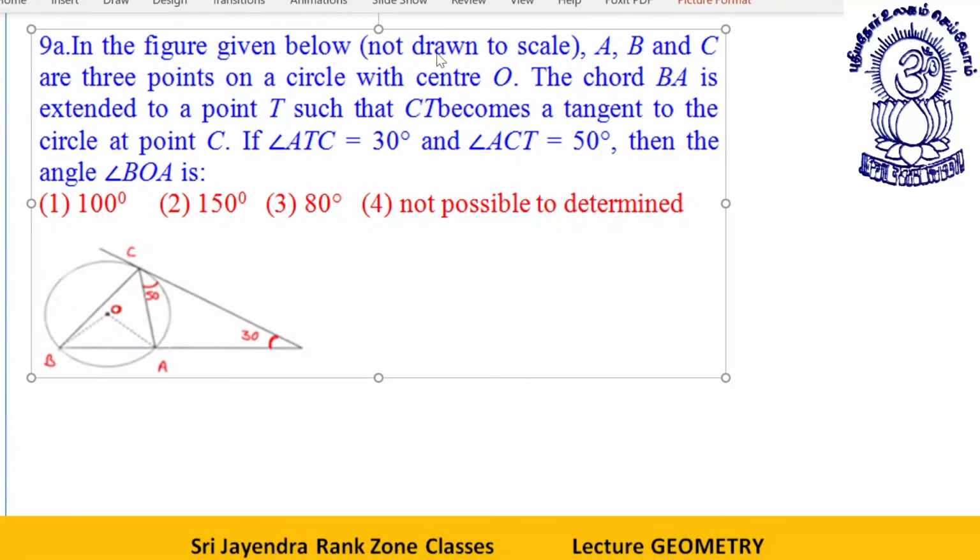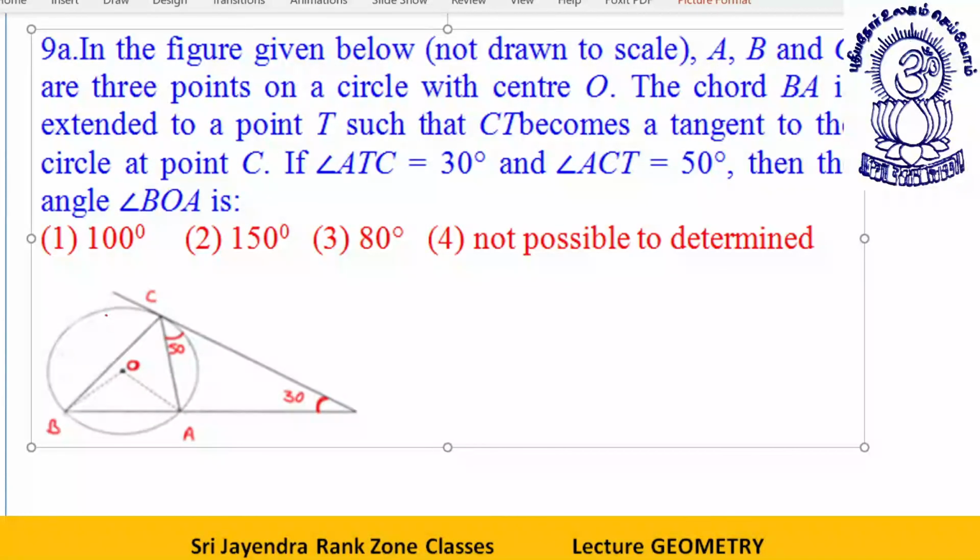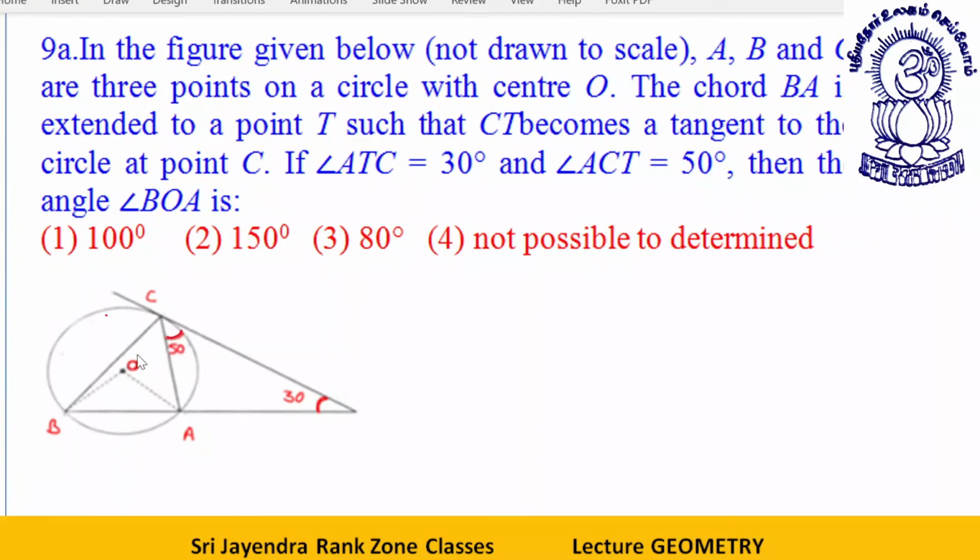In the figure given below, not drawn to scale, A, B, and C are 3 points on a circle with center O. Let me increase the diagram size further. The chord BA is extended to a point T such that CT becomes a tangent to the circle at point C. This is a tangent. If angle ATC is equal to 30 degree and angle ACT is equal to 50 degree, then the angle BOA is, you have to determine this angle.